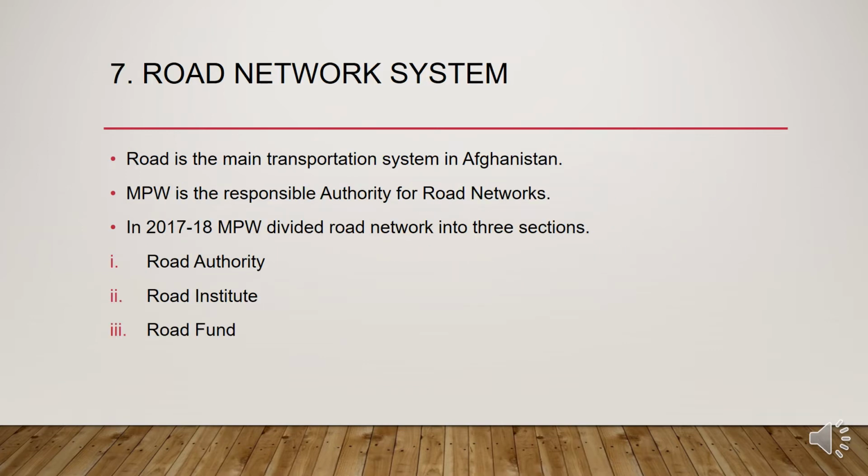Road network systems. For a landlocked country like Afghanistan, roads are the main transportation system in the country. The Ministry of Public Works (MPW) is the responsible authority for road networks in the country. In 2017-18, the Ministry of Public Works divided roads into three sections in Afghanistan: Road Authority, Road Institute, and Road Fund.